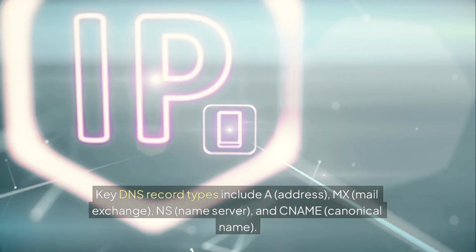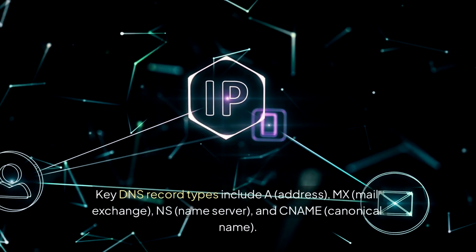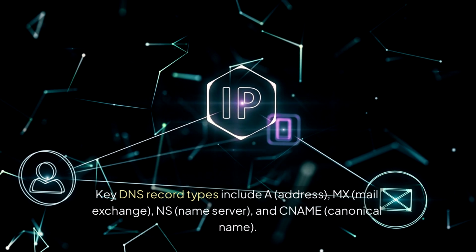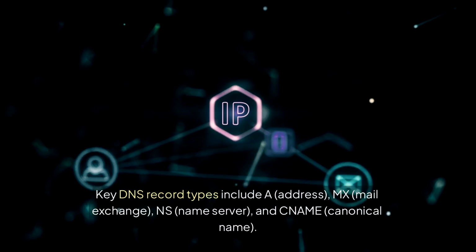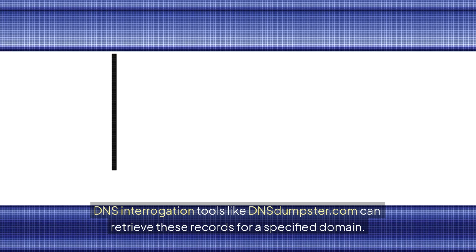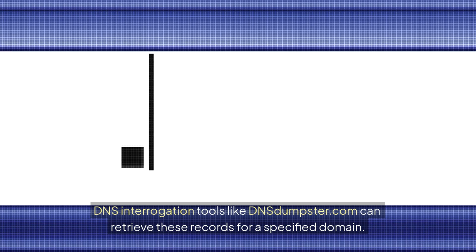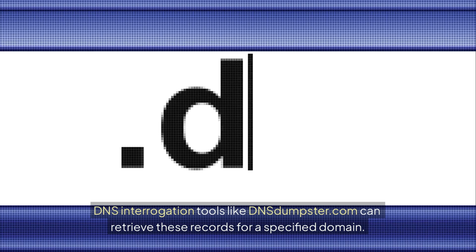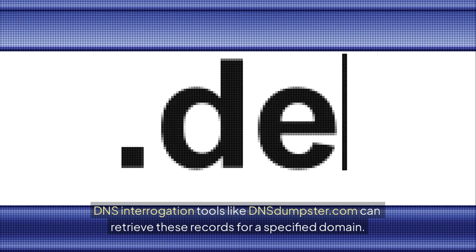Key DNS record types include A, address; MX, mail exchange; NS, name server; and CNAME, canonical name. DNS interrogation tools like DNSdumpster.com can retrieve these records for a specified domain.